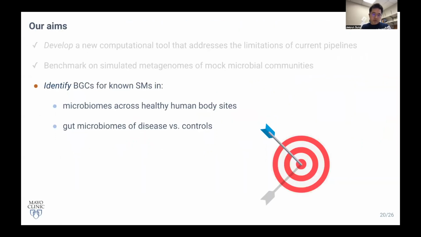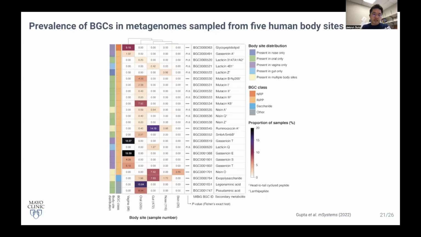Having developed TaxiBGC, we next wanted to see what BGCs and their SMs can be characterizing different parts of the human body. So we ran TaxiBGC on HMP samples, and this happened. In this heat map, I'm showing the prevalence of BGCs in metagenomes sampled from 5 human body sites. Columns are for different body sites: the vagina, mouth, gut through stool, nose, and skin through the back of the ears, and the number of samples we're working with in the parentheses here.